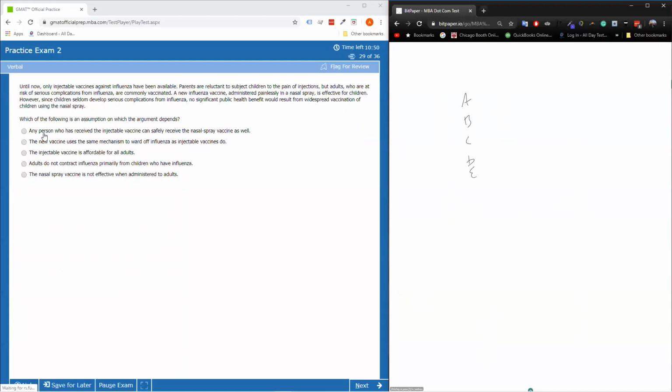Which is an assumption? Any person who has received the injectable vaccine can safely receive the nasal spray as well. No. The new vaccine uses the same mechanism. I don't think the mechanism matters. I think D is exactly what it said.